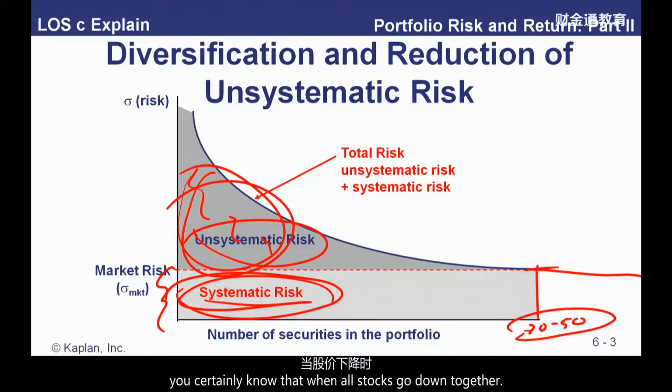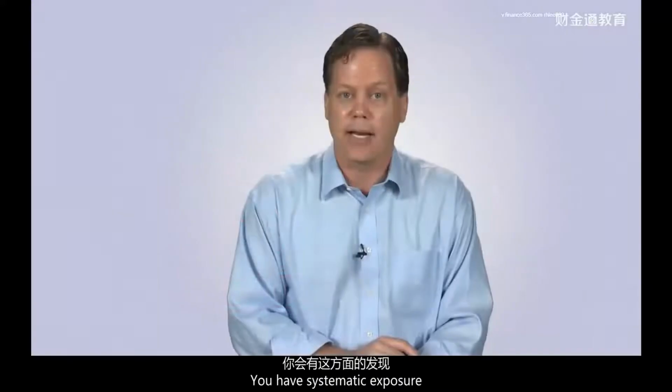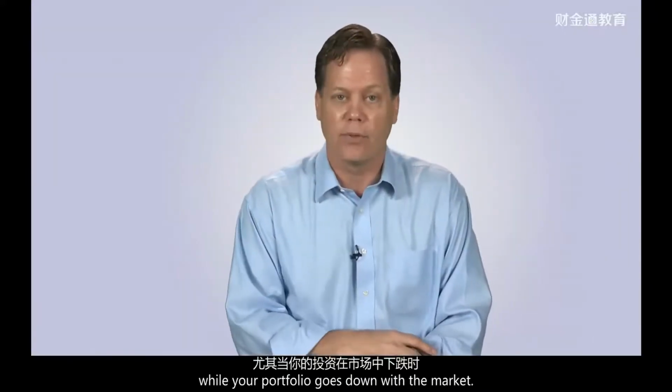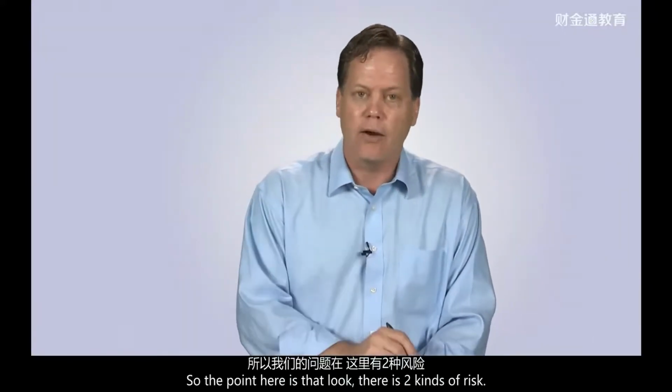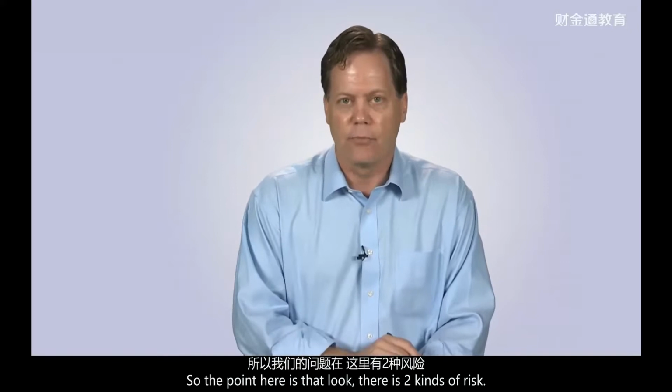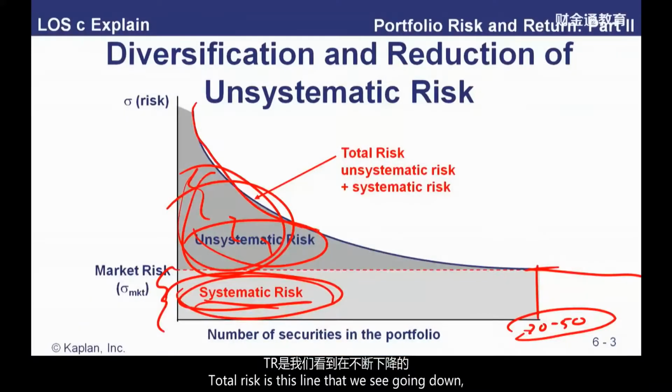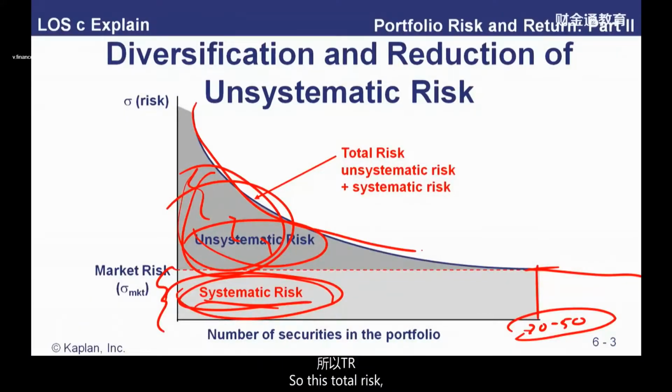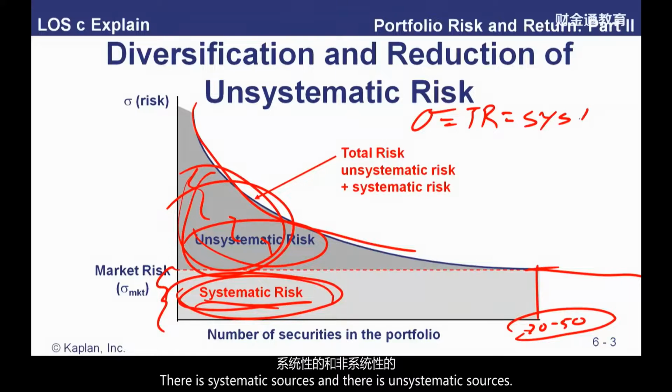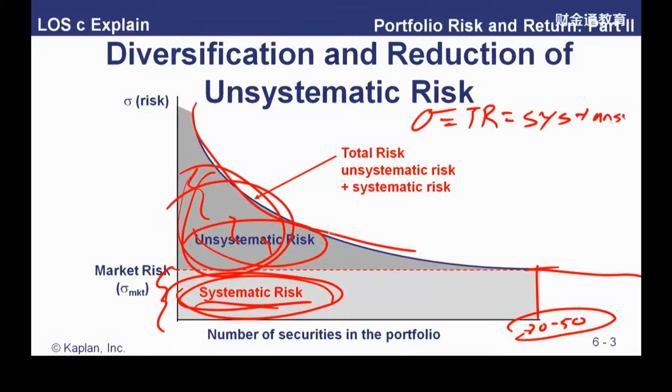When all stocks go down together, you have systematic exposure, and your portfolio goes down with the market. So the point here is that there are two kinds of risk. Total risk is this line that we see going down. That's the standard deviation, so total risk is standard deviation. And that total risk comes from two sources: systematic sources and unsystematic sources.